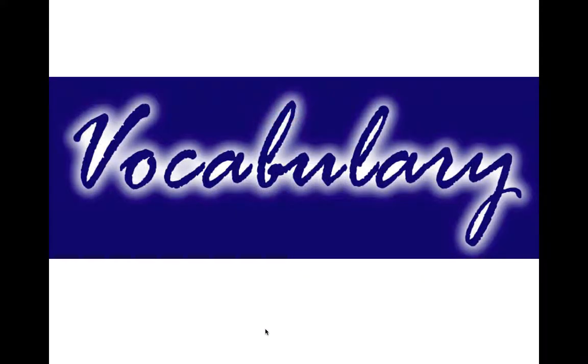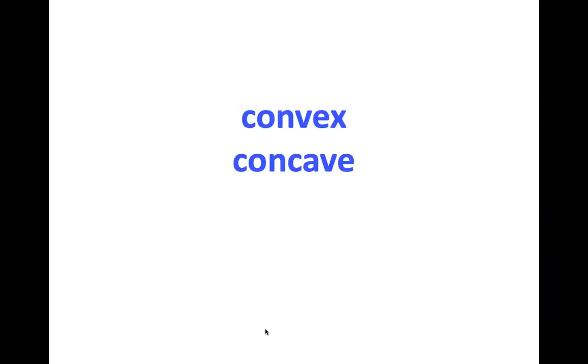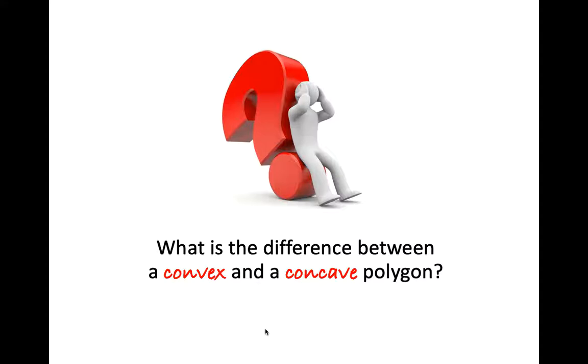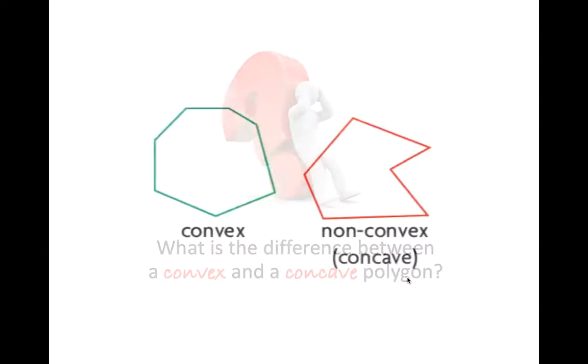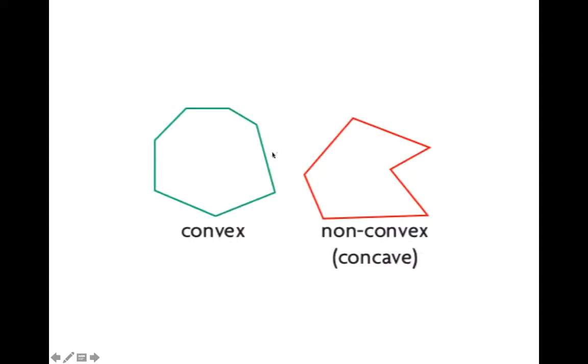Keep an eye out for a couple of words that are going to pop up. That's convex and concave. And in fact, we're going to start with that. What is the difference between a convex and a concave polygon? And of course, first of all, let's make sure that you understand a polygon simply means a figure that has many sides. So a convex and concave polygon, well, here are two examples.